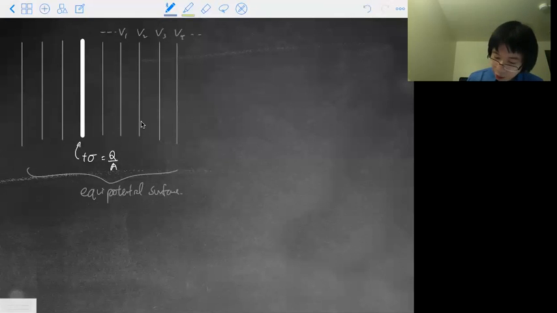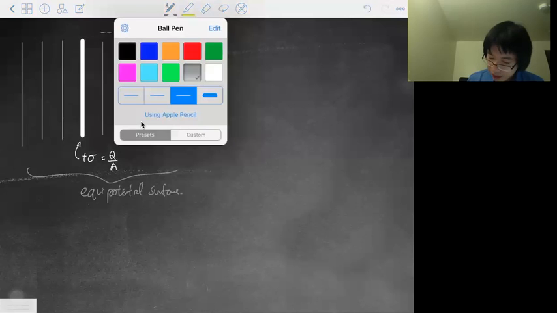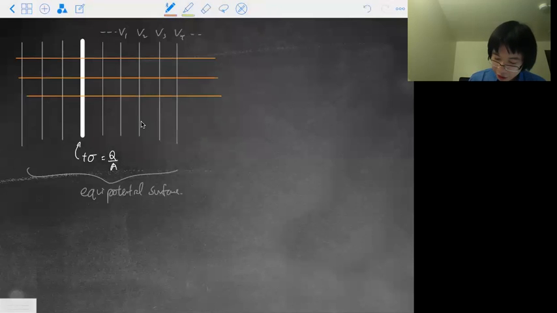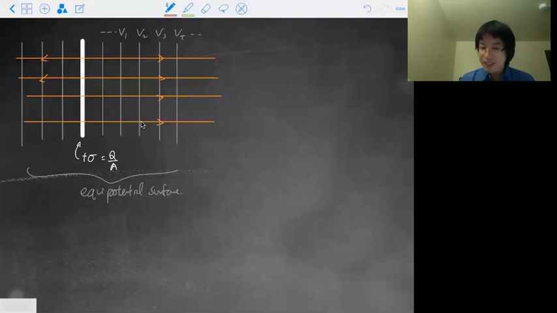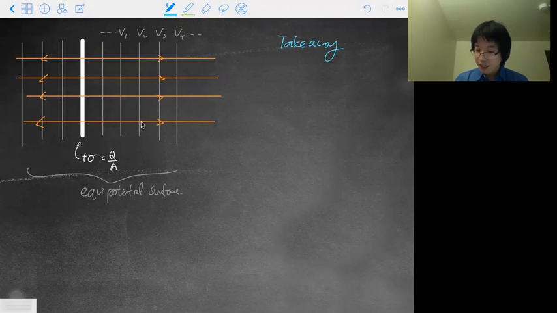Let's overlap it with the field lines. So these are the field lines. So here you can see one takeaway is that the equipotential surfaces will always intersect the field lines perpendicularly. Okay, so takeaway one is the equipotential surfaces will intersect with 90 degrees with field lines.